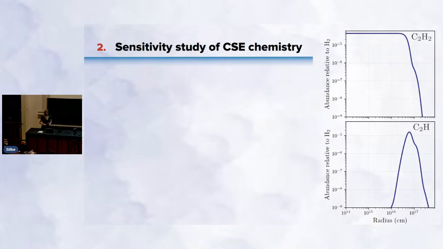Okay, so what do we see here? We see a graph of the chemistry. Our AGB star is just slightly outside of this graph, and we're looking radially outwards in our outflow. And we start with this molecule here.